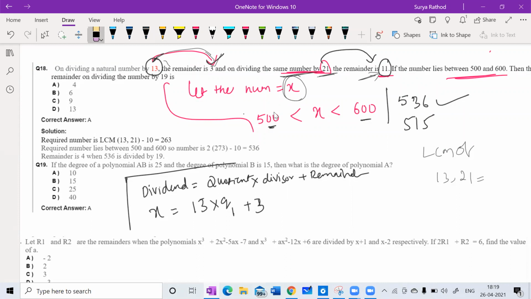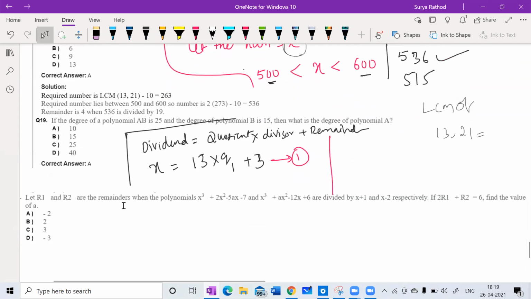If you are not writing like that, you let it be as it is. You keep it as it is. Let us say this is equation number 1. And let me create some space, children. One second.